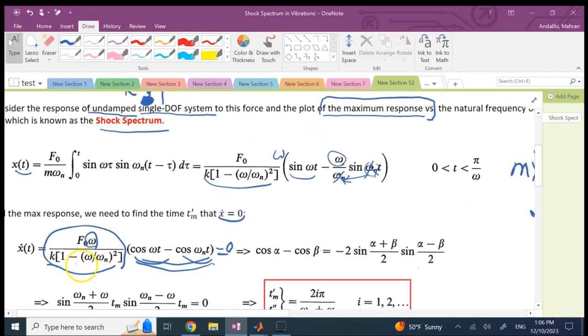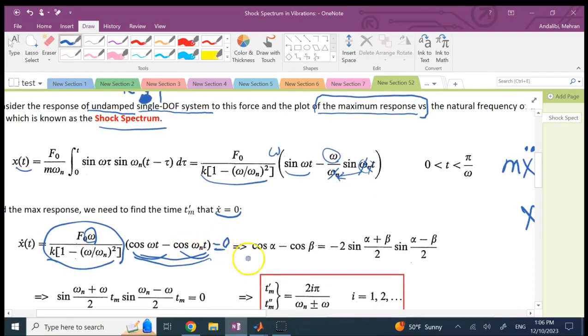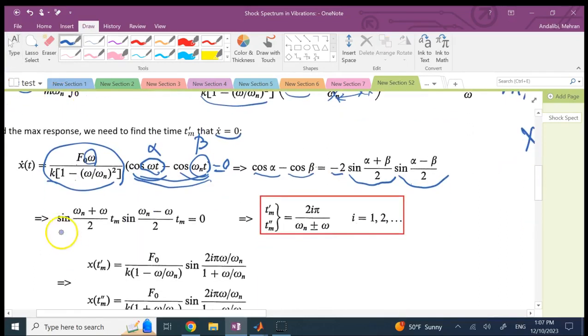Now the way you solve this trigonometry equation is to use the equality of cosine alpha minus cosine beta equals negative 2 sine of (alpha plus beta) over 2 times sine of (alpha minus beta) over 2. Where this guy you consider to be alpha, and this guy you consider to be beta. So if you plug in that, then basically you'll get this. And that negative 2, when you set it equal to 0, can be cancelled. So it's sine of the sum divided by 2 times the time of the maximum is 0, or the other sine.